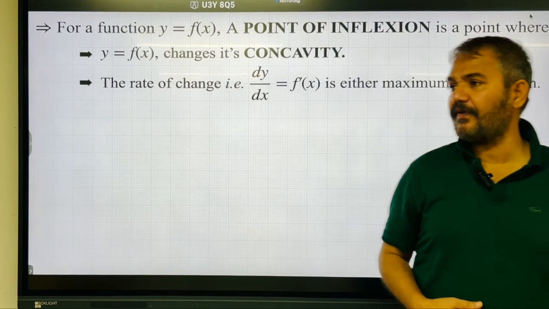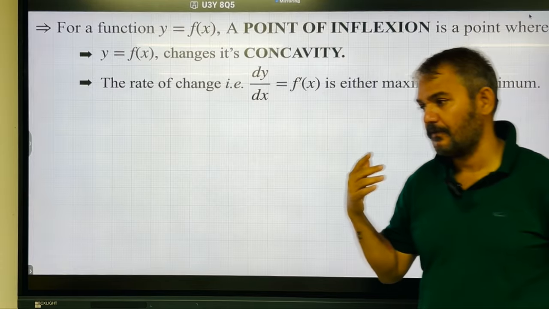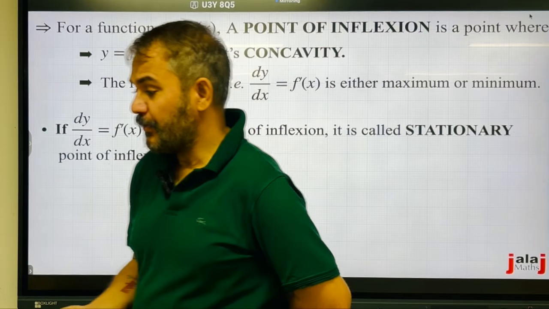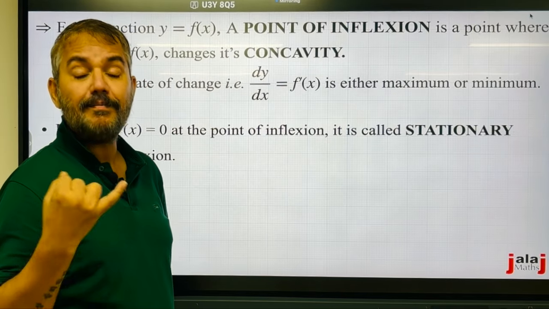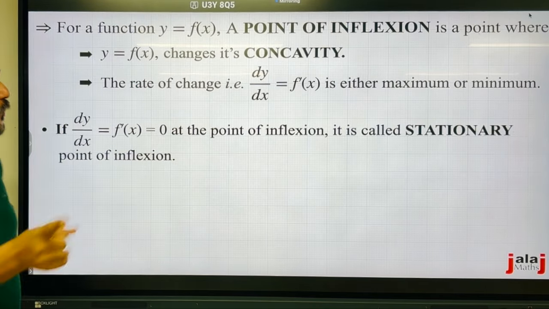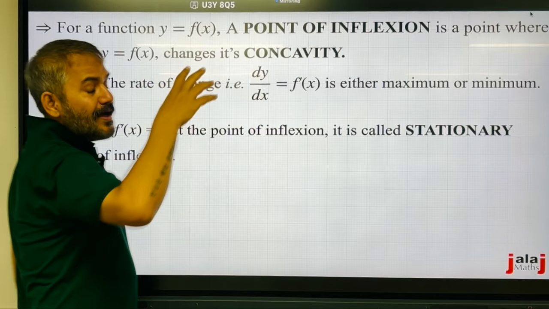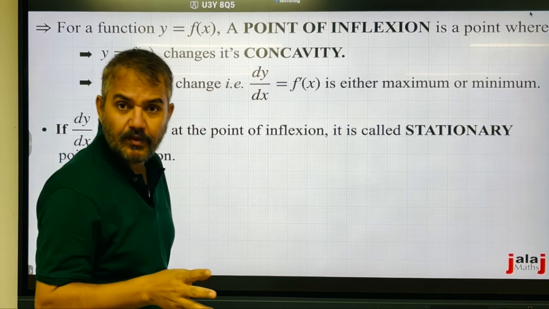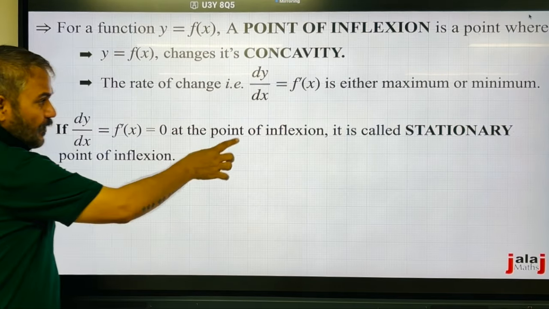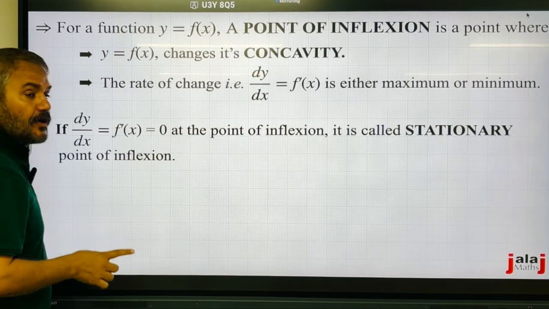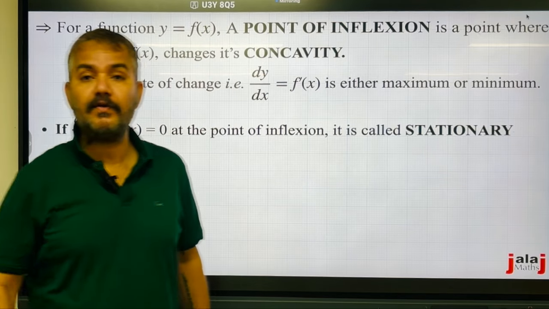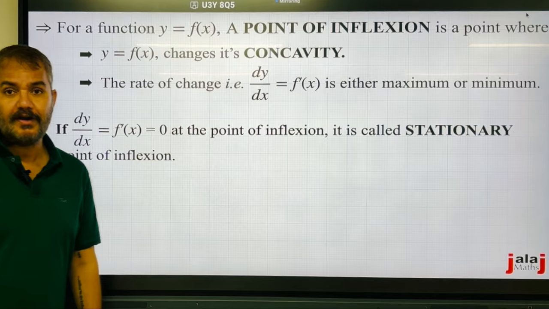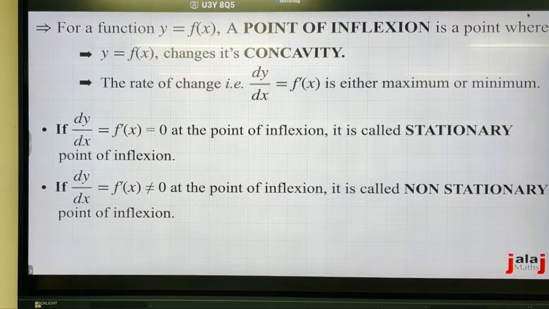Again, we can classify these points of inflection as a point of inflection which is stationary, and we all know that a stationary point means the first derivative is 0. So if the second derivative is 0 and the first derivative is also 0 at point of inflection, we call it a stationary point of inflection. If the second derivative is 0 but the first derivative is not 0, we call it a non-stationary point of inflection.